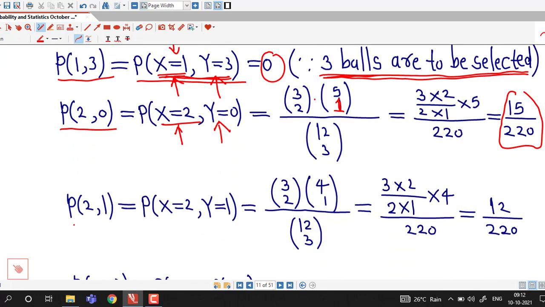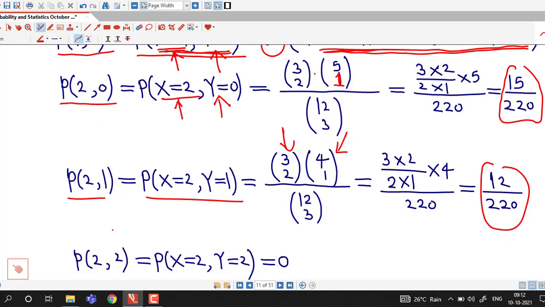Then P of (2, 1), that is probability of 2 red balls and 1 white ball. 2 red balls can be selected in 3C2 ways. 1 white ball can be selected in 4C1 ways. And we obtain 12 divided by 220 as the value of joint PMF at point (2, 1).